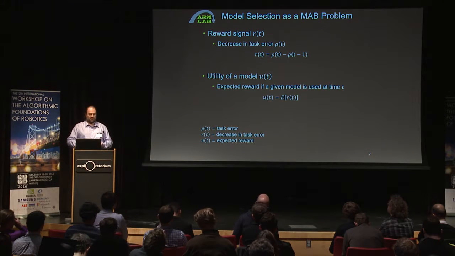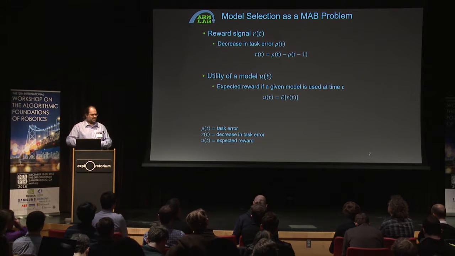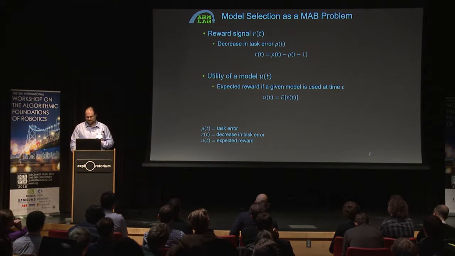We're also introducing the notion of the utility of a model instead of the accuracy of a model. So a model is useful, or has high utility, if the expected reward is high if we use this arm. So if we're going to decrease task error, this is a good model to use.